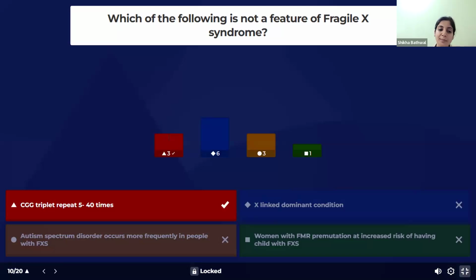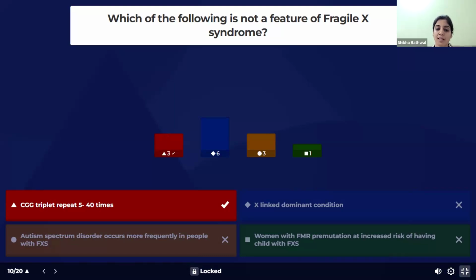Okay, so 3 people have got it correct. The CGG triplet repeat of 5 to 40 is normal. In these patients, they have it more than 200 times, and in the pre-mutation, it is 40 to 200. So 5 to 40 is the normal. So this is the correct answer.